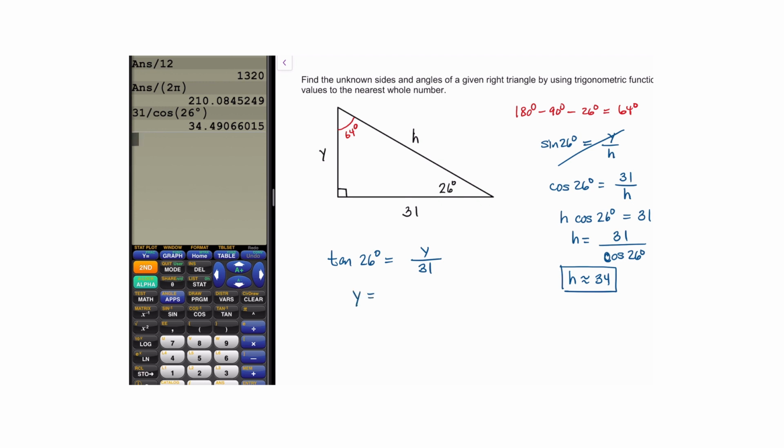So that means y is equal to 31 tangent of 26 degrees. And that means y is approximately equal to, so let's see, 31 tangent 26 degrees. And that is about 15. So the missing sides are 15 and 34, and the missing angle, 64 degrees.